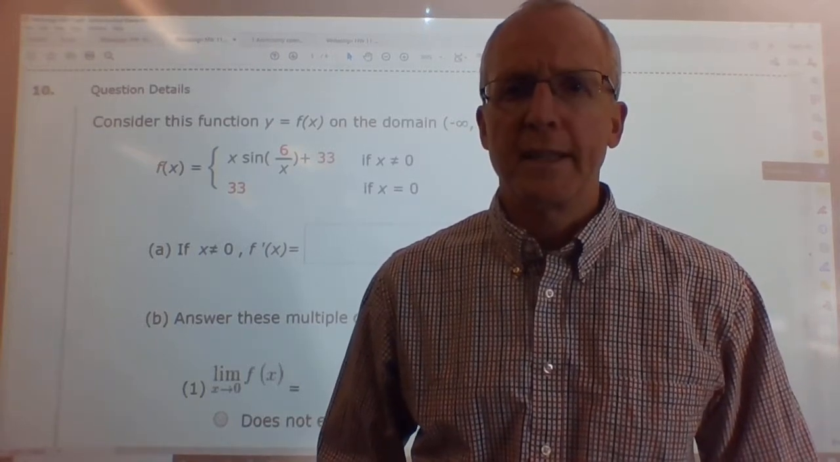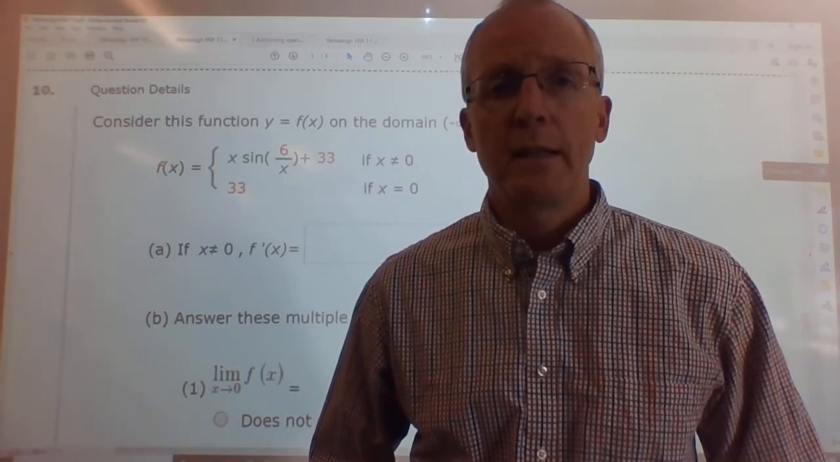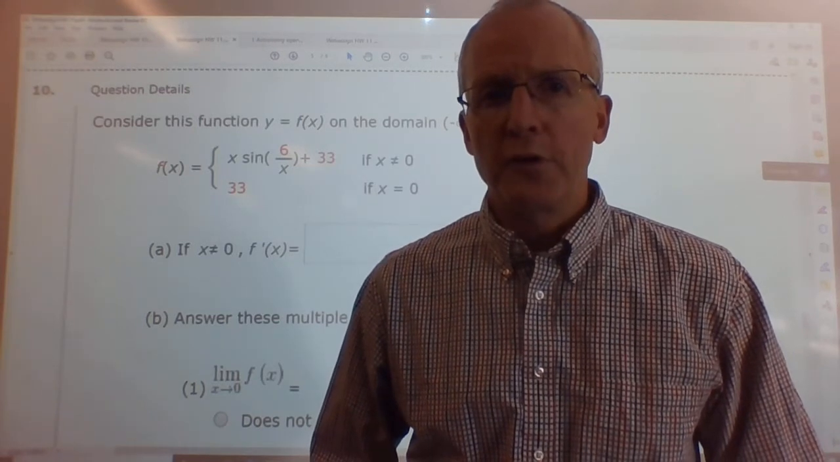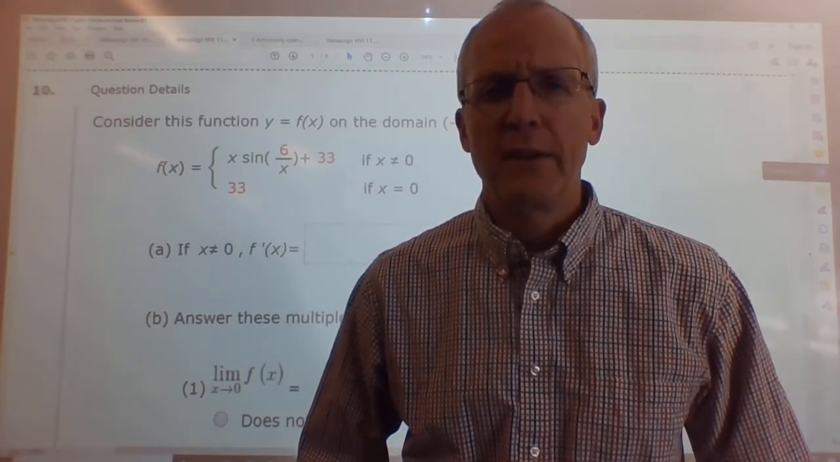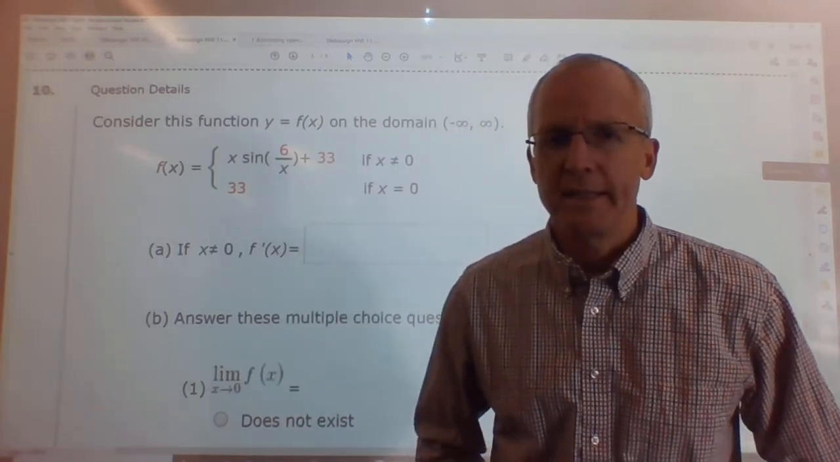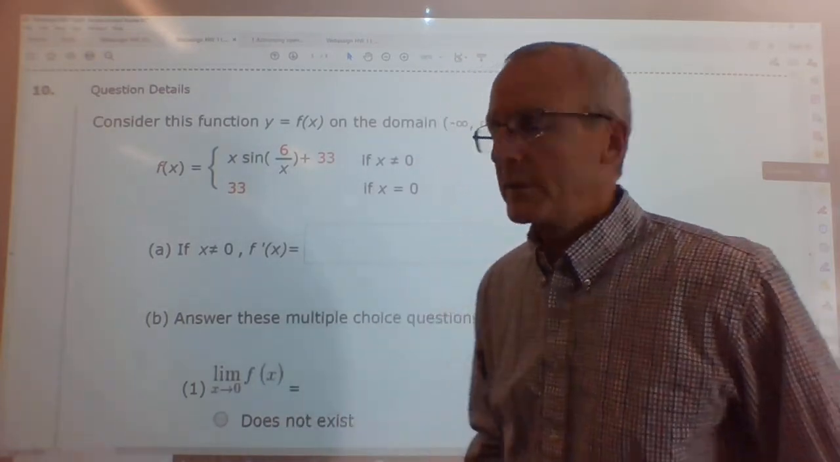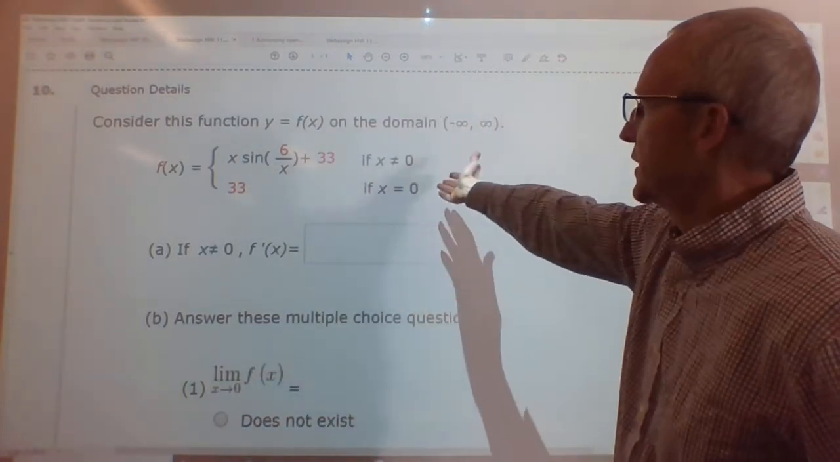Okay, calculus students, let's look at problem 10 on WebAssign 11. If you can do problem 10, you should be able to do problem 11. It's the same but slightly different. So number 10 is they define this function here.